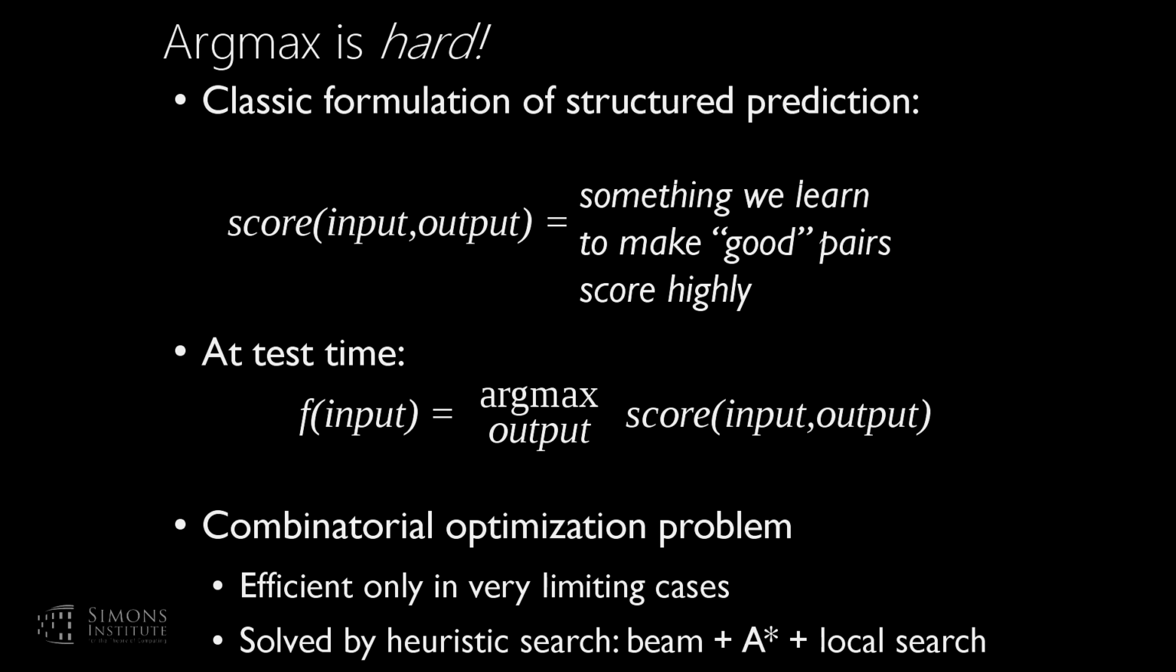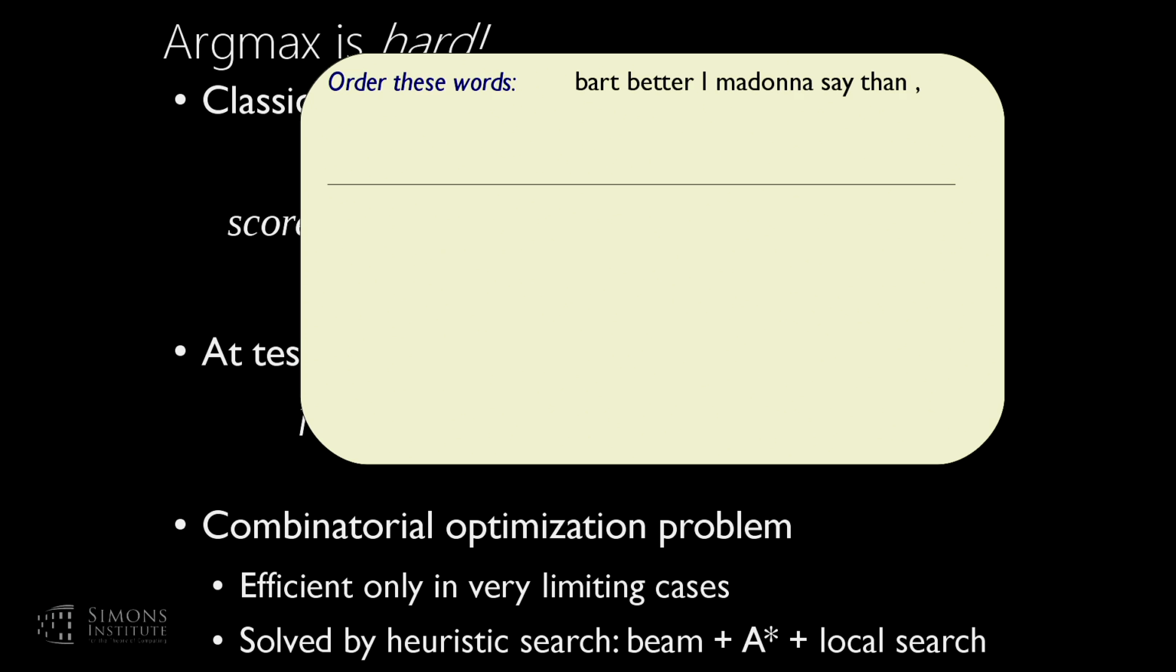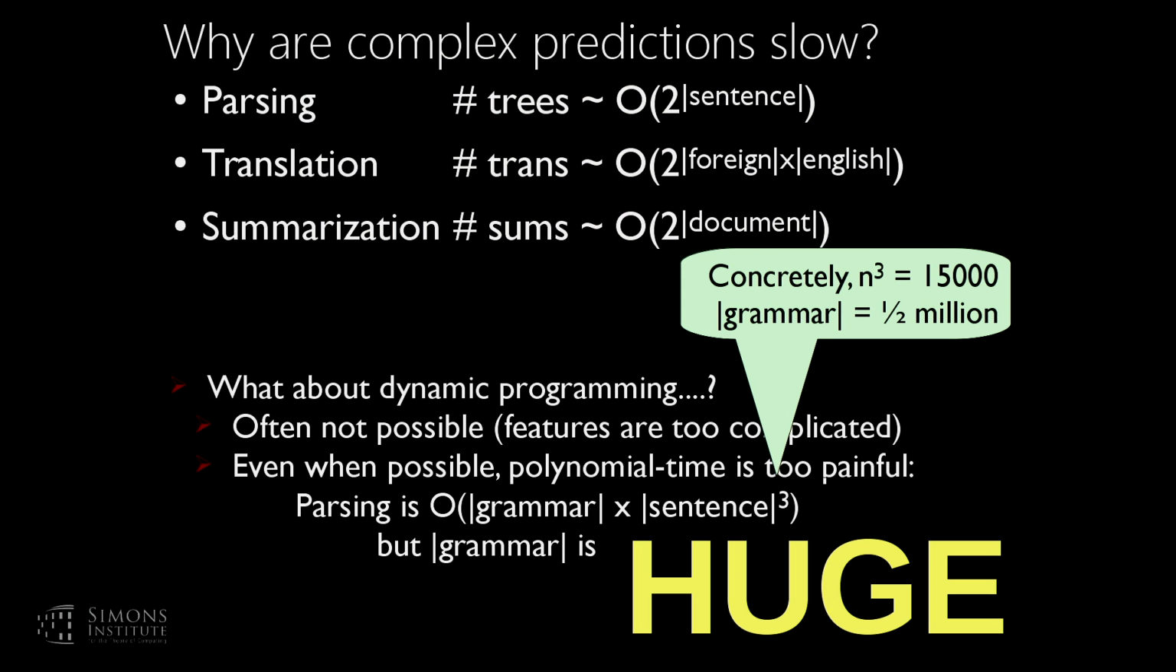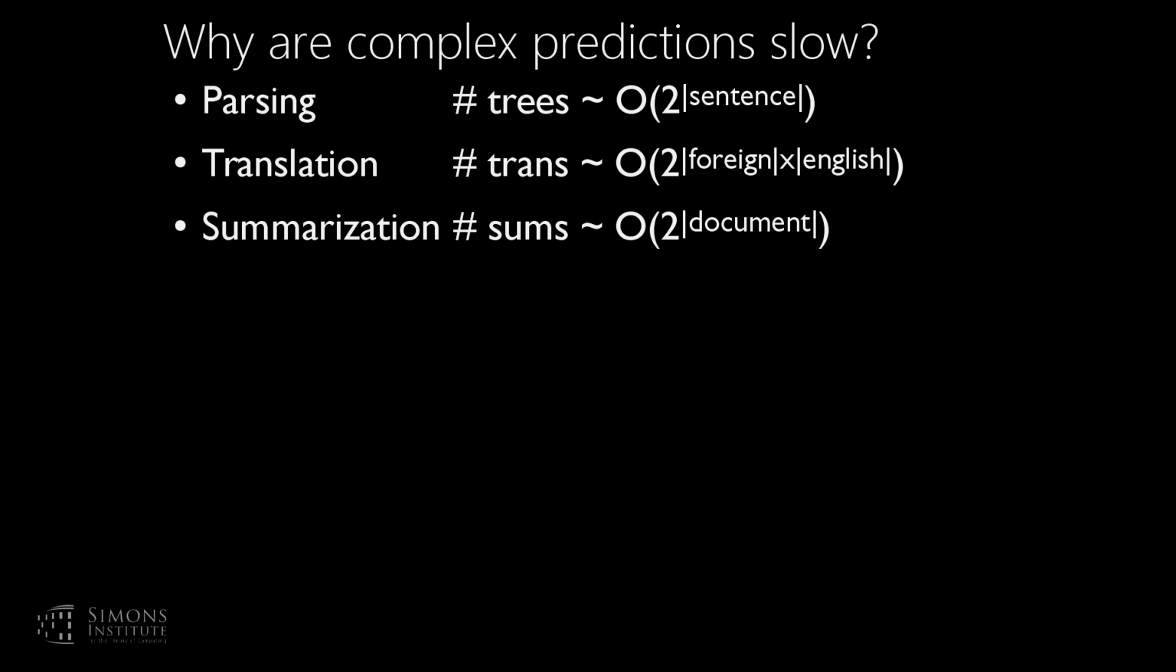Under super restrictive assumptions, you can solve it exactly, often with dynamic programming or some form of integer linear programming. But in most cases you can't, and you have to do some heuristic search, and this is kind of unfortunate. So at the end of the day, these things are really slow.